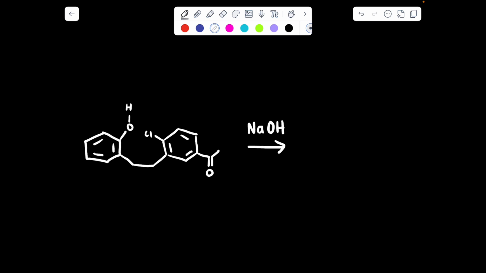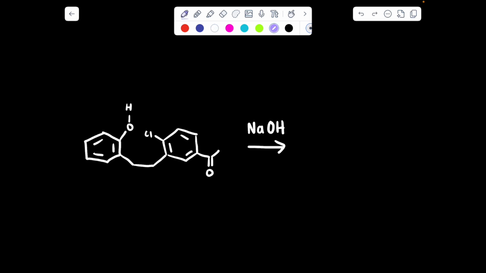Step 1 of every reaction ever, you have to find your nucleophile and find your electrophile, the electrophilic carbon, so any carbon with a leaving group. Let's attack finding the nucleophile first. Here we have NaOH as a reagent.